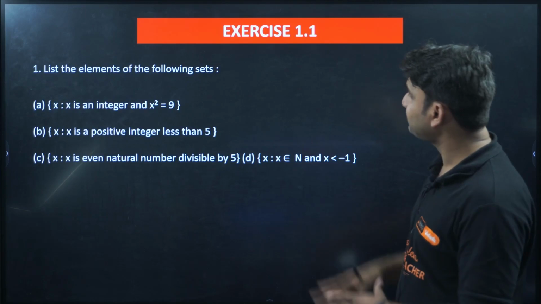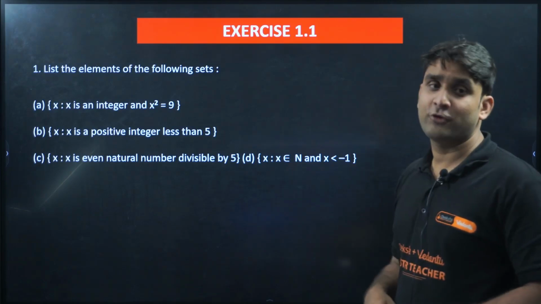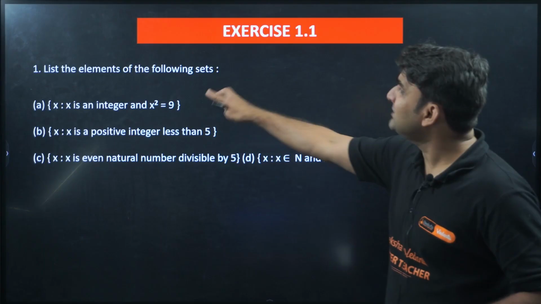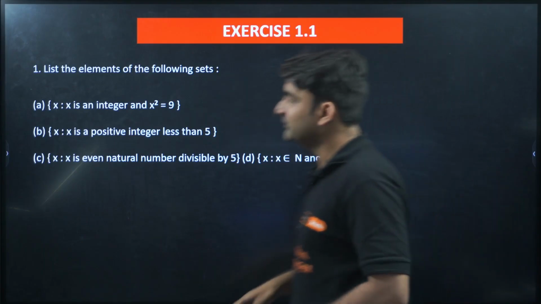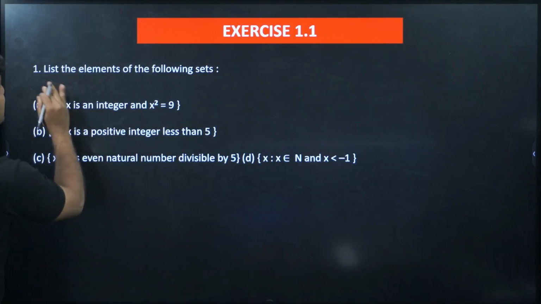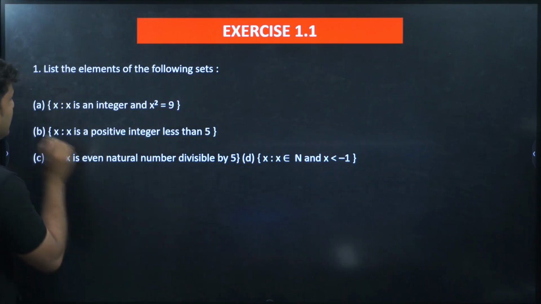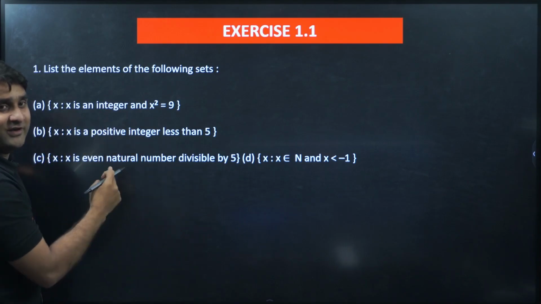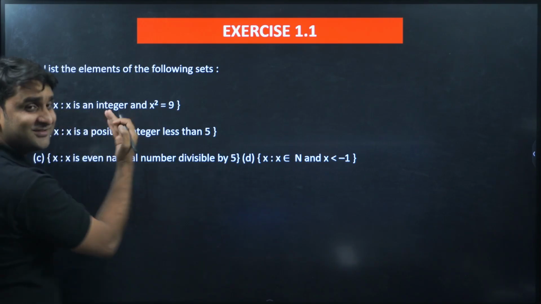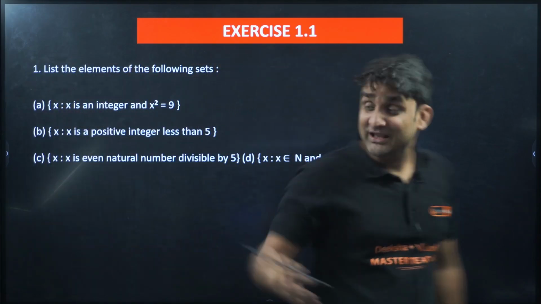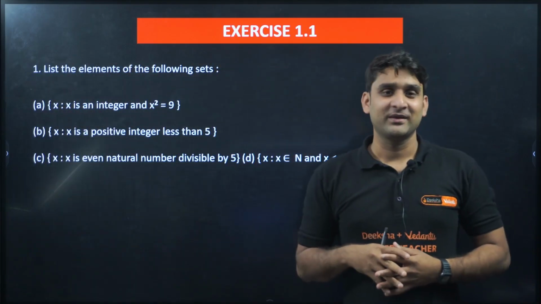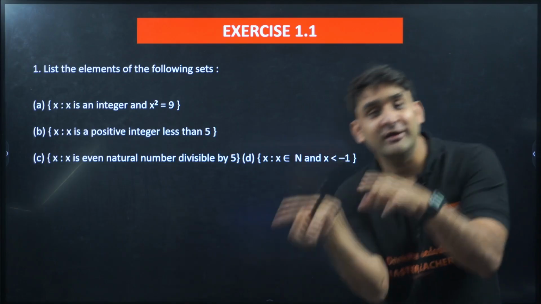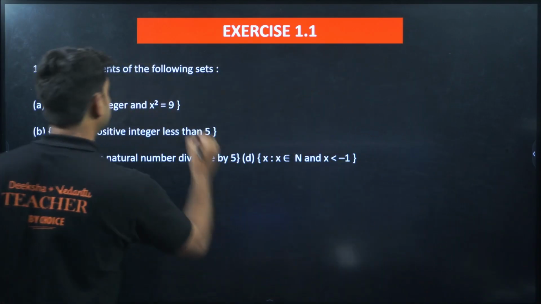Let's do a few questions from the exercise of your advanced mathematics book. List the elements of the following sets. Could you please tell me which format is already given? These are in set builder form, because there is English language in them. So the sets are already given in set builder form. Now we have to convert them to roster form. So how to convert? Listen.